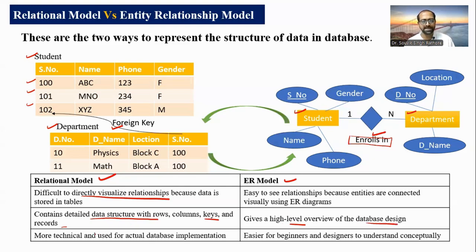The third difference is that the relational model is more technical and it is used for actual database implementation. Because, as I have said, data is stored in the form of tables, and the relational model is exactly the same representation of the database. But the ER model is easier for beginners and designers to just understand how your database is going to look.